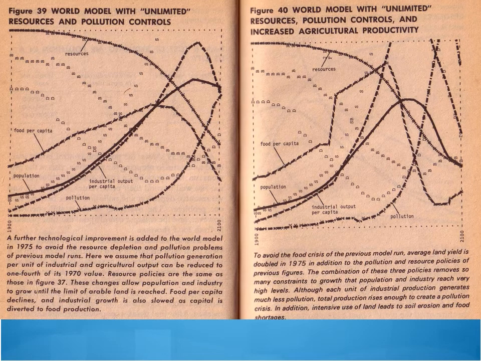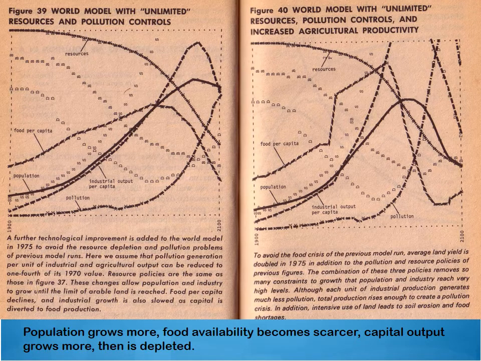Well, then they looked at a whole variety of scenarios. So they had a world with unlimited resources, but pollution control. This is a world where the resource pool was very large and there were pollution controls, so pollution could not go above a certain value. There was maybe a technological innovation that would allow pollution to be kept in check. Essentially, the outcome of this is that the population grows more, and the food availability becomes scarcer because now you have population growing uncontrollably because there's nothing to impede it.